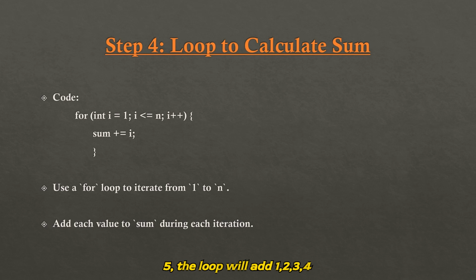If n is 5, the loop will add 1, 2, 3, 4, and 5, calculating the total sum as it goes. The loop is a critical concept in programming, especially for tasks like summing numbers, iterating through lists, and more.